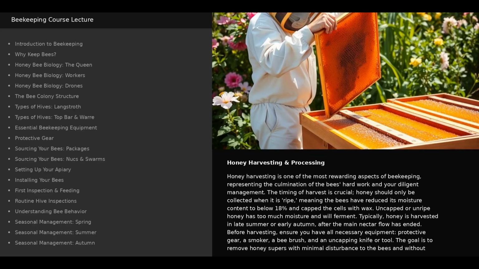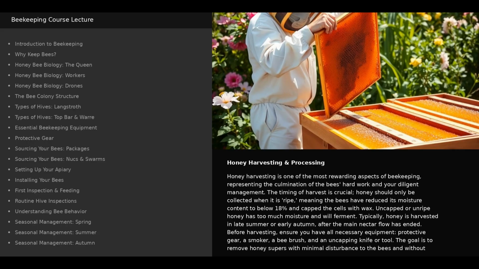Honey harvesting and processing. Honey harvesting is one of the most rewarding aspects of beekeeping, representing the culmination of the bee's hard work and your diligent management. The timing of harvest is crucial. Honey should only be collected when it is ripe, meaning the bees have reduced its moisture content to below 18% and capped the cells with wax. Uncapped or unripe honey has too much moisture and will ferment.